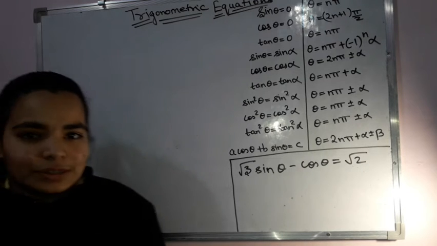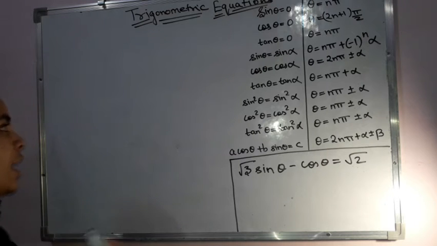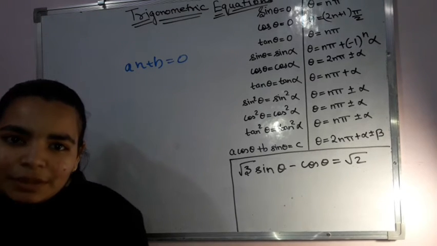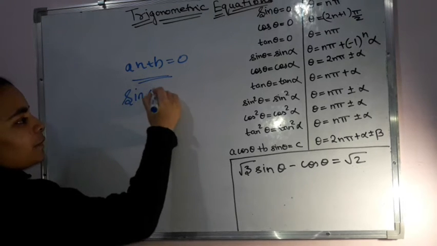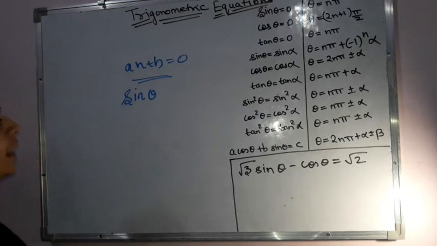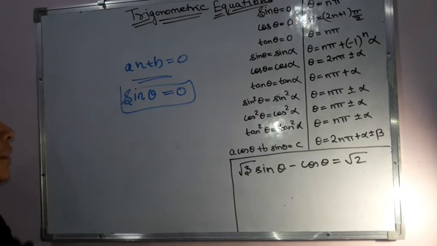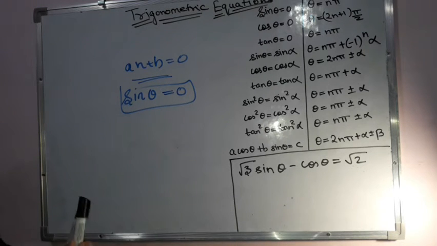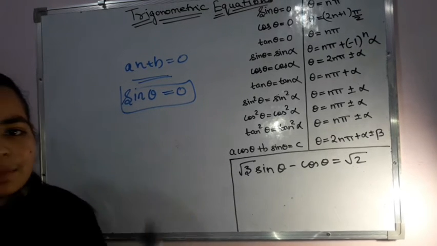So trigonometric equations, like we have studied general equations in algebra, suppose if I have ax plus b is equal to 0, then this was my equation. Similarly, if I have trigonometric functions, that means if I have sine theta, cos theta or something like that, then that becomes my trigonometric equation. That means if I am writing sine theta is equal to 0, then this becomes my trigonometric equation. It is as simple as that. Whatever my equation be, if it has any trigonometric value in it, then it becomes my trigonometric equation.